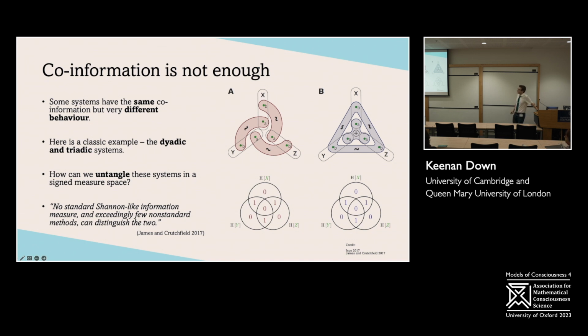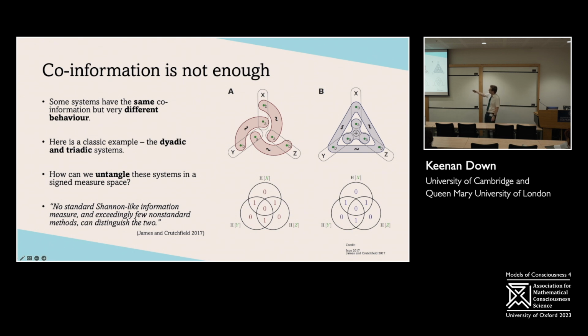It sometimes conflates things which are very, very different. So for instance, we have these two systems. These are called the dyadic and the triadic systems. They're due to, I think, James and Crutchfield, 2016. These are two very differently behaved systems. We have these coupled bits. Don't worry too much about all of this, but essentially they're very structurally different.